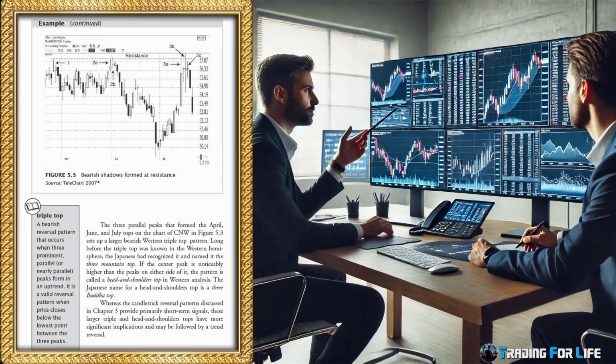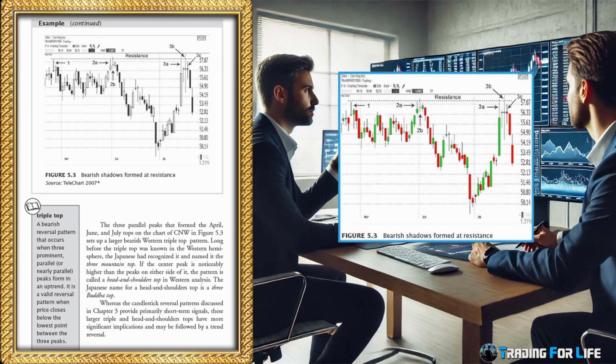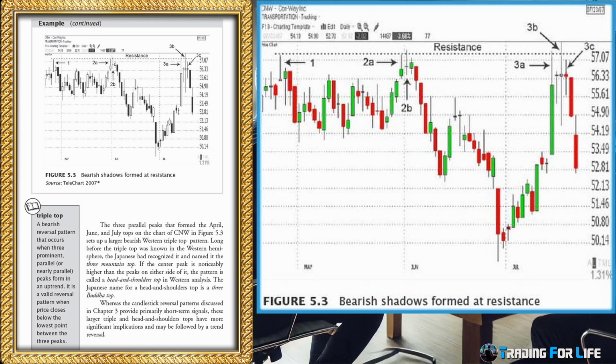The 3 parallel peaks that formed the April, June, and July tops on the chart of CNW in Figure 5.3 set up a larger bearish Western triple top pattern. Long before the triple top was known in the Western Hemisphere, the Japanese had recognized it and named it the 3 mountain top. If the center peak is noticeably higher than the peaks on either side of it, the pattern is called a head and shoulders top in Western analysis.